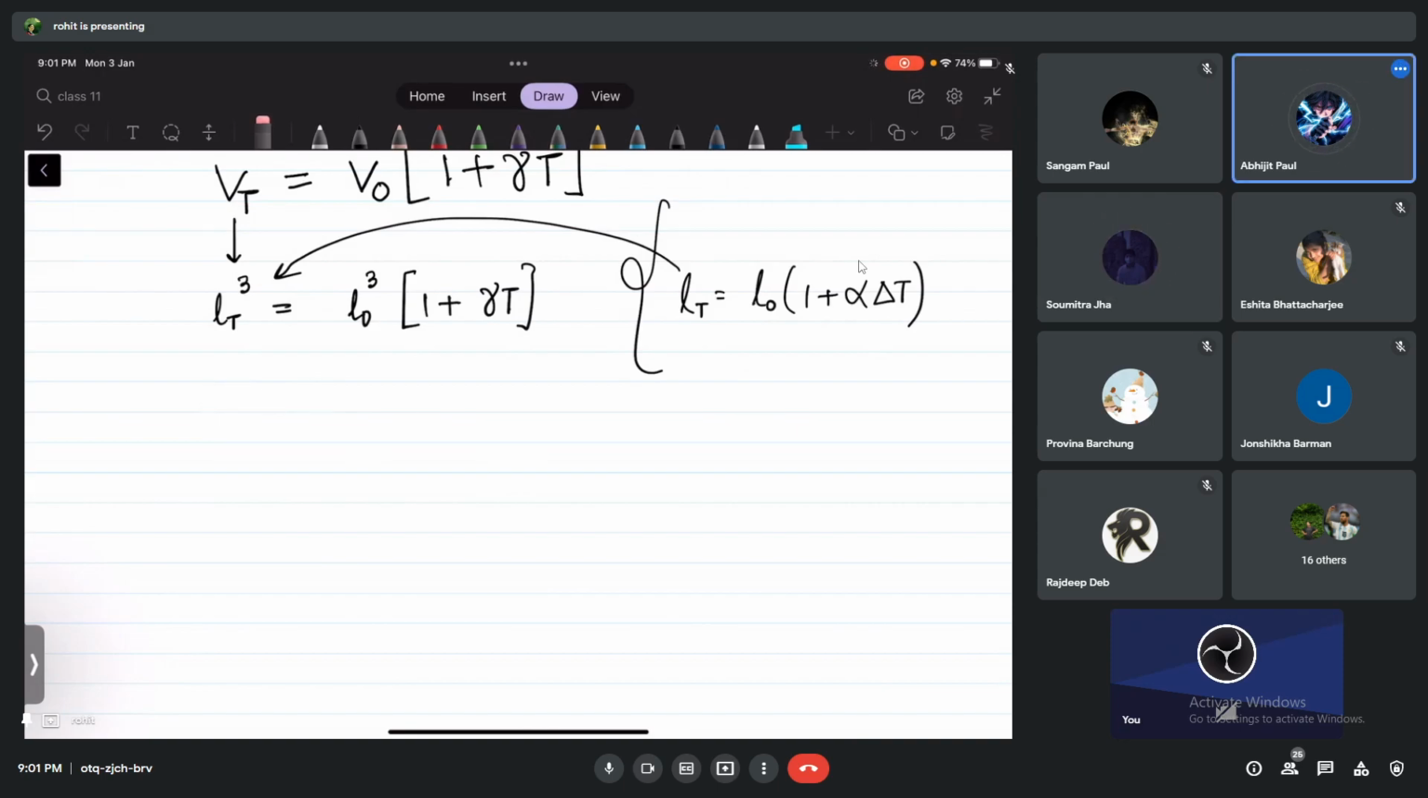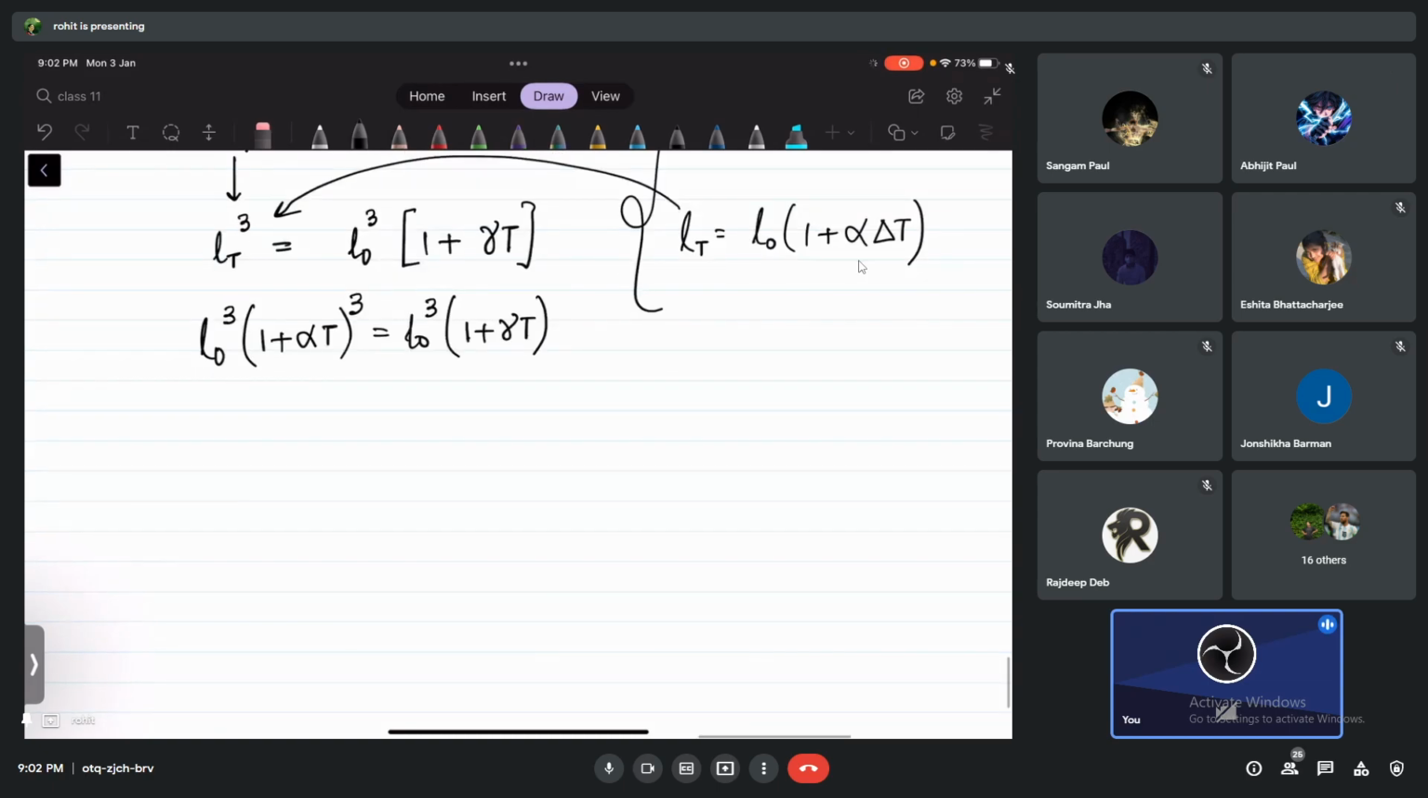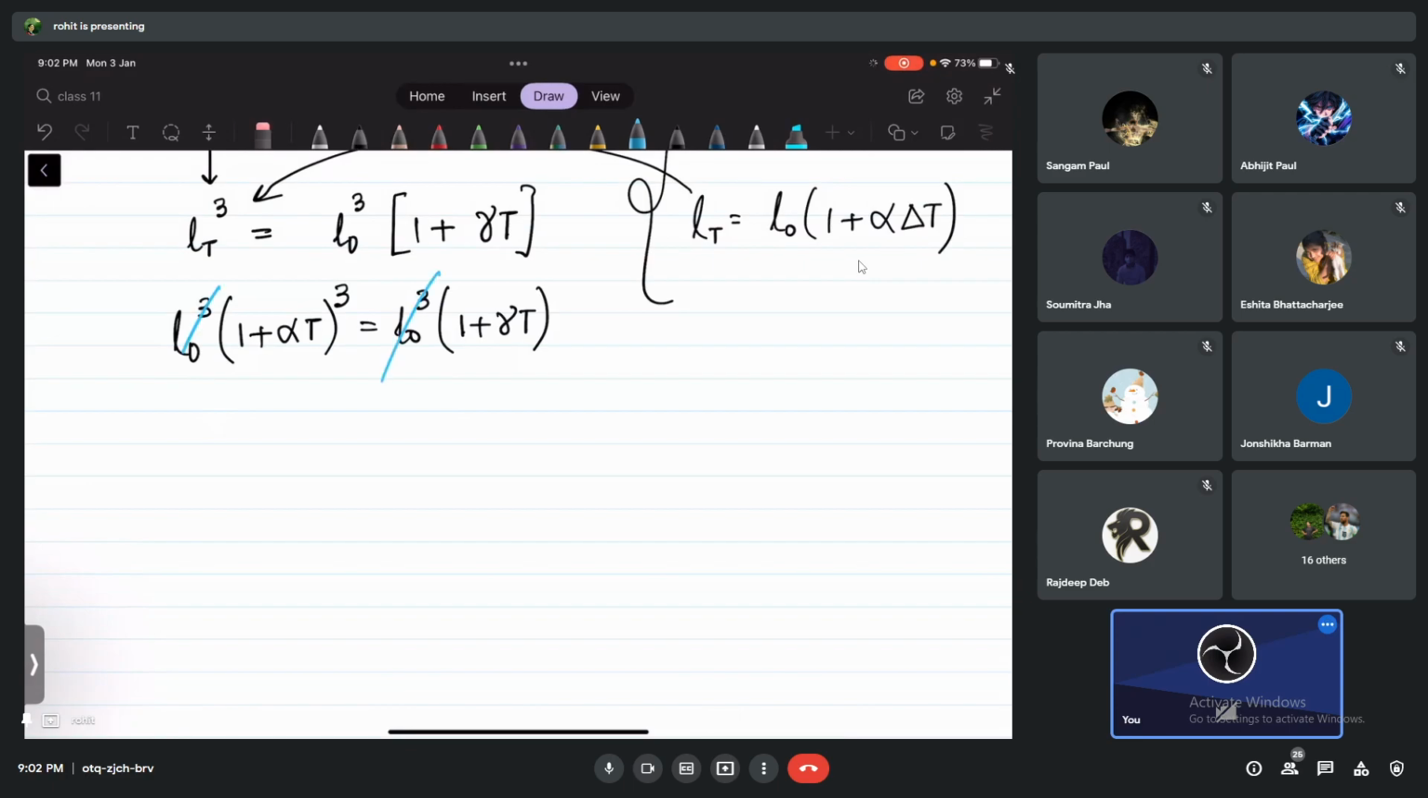I don't have to write delta T, no? Let me write again. L0 cube times (1 plus alpha T), the whole thing cubed, equals L0 cube times (1 plus gamma T). Very good. You can see already that L0 cube and L0 cube will get cancelled.